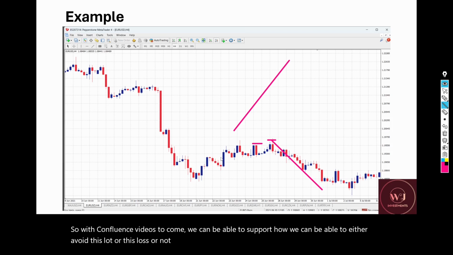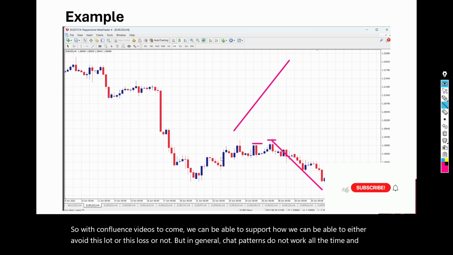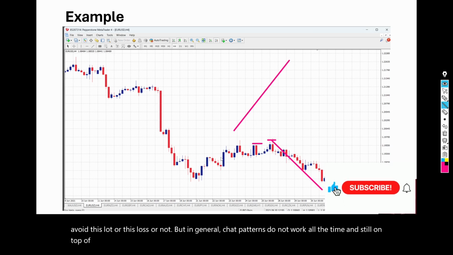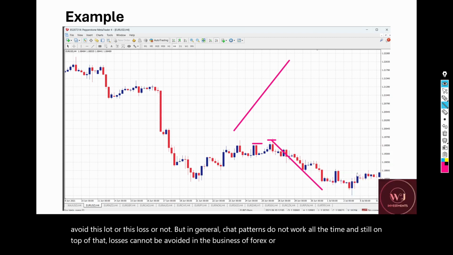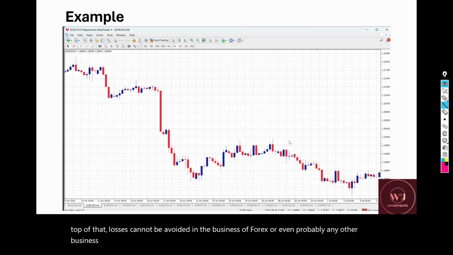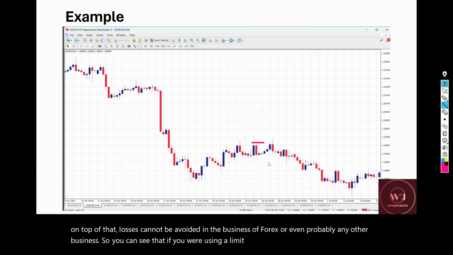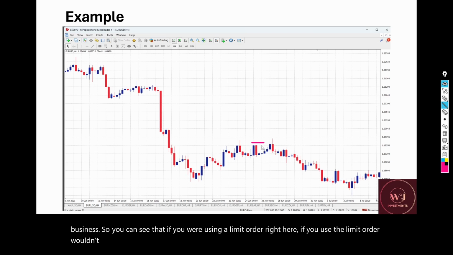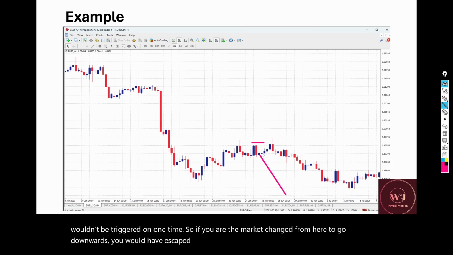But in general, chart patterns do not work all the time, and on top of that, losses cannot be avoided in the business of forex or even probably any other business. So you can see that if you were using a limit order right here, it wouldn't be triggered at one time. So if here the market changed from here to go downwards, you would have escaped that trade.